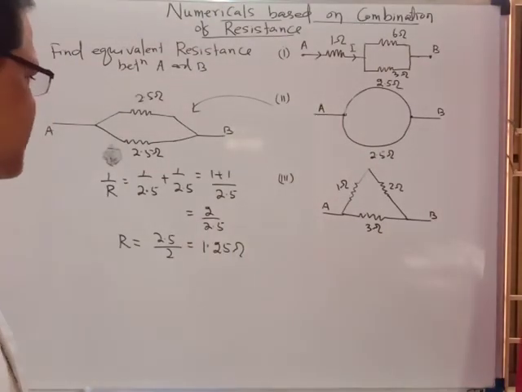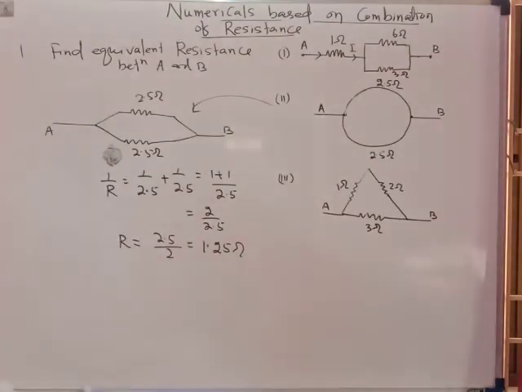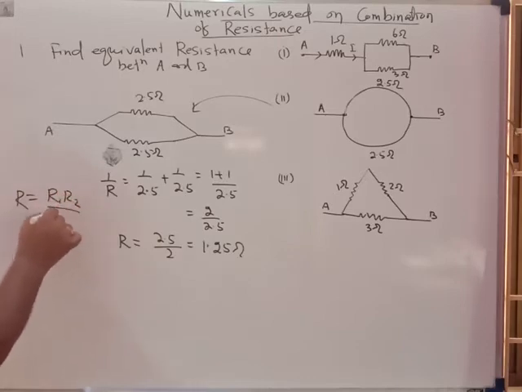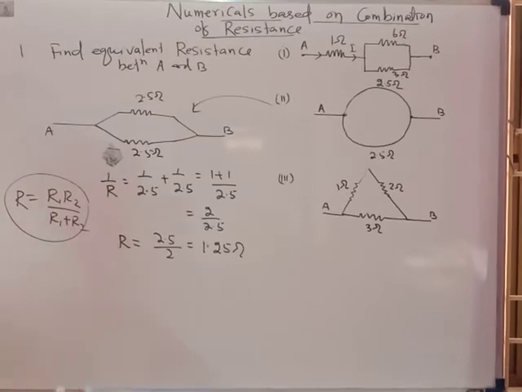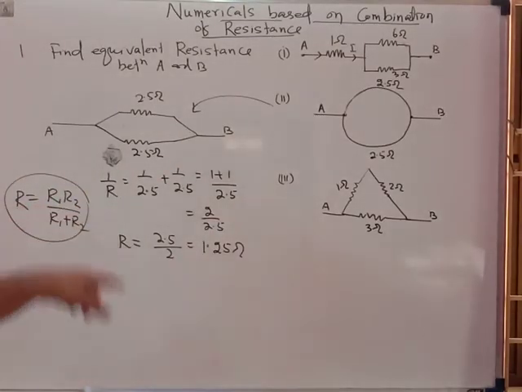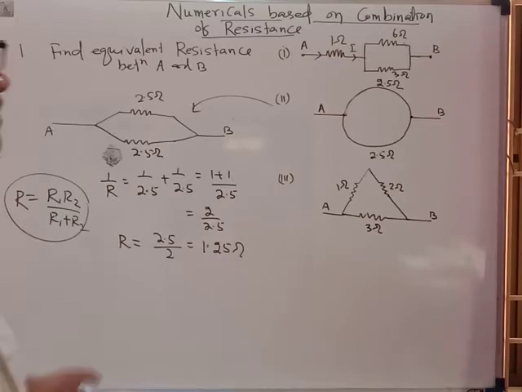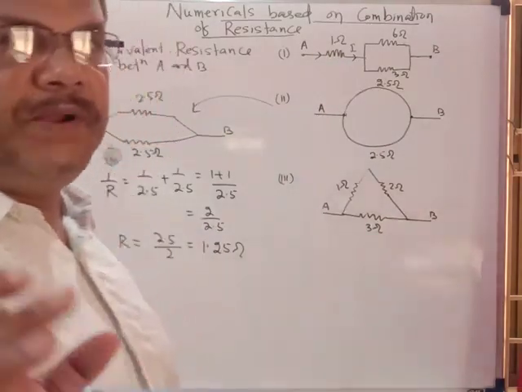2.5 by 2. So it is better, whenever you find two resistors grouped in parallel, to simply use the formula for equivalent resistance, R equal to R1 R2 upon R1 plus R2. This is the direct formula. In this manner you can solve the parallel grouping of two resistors.